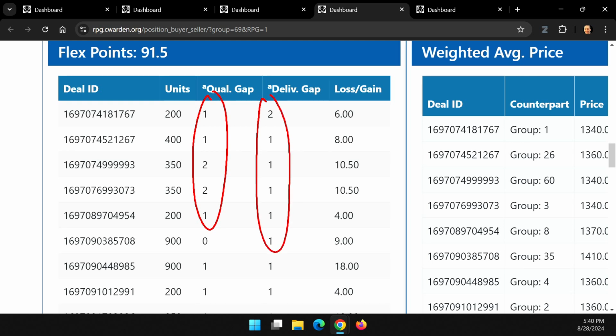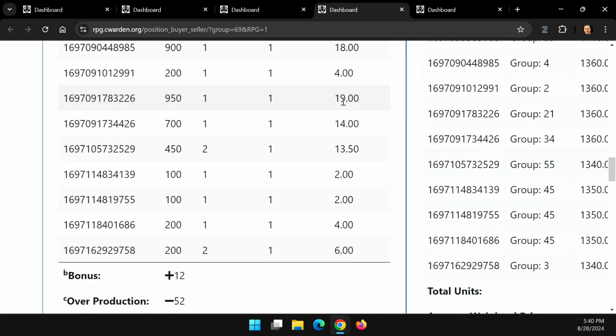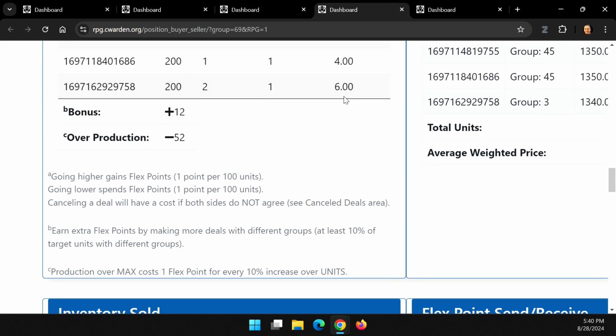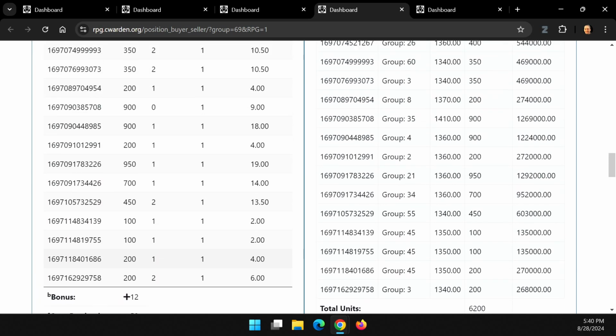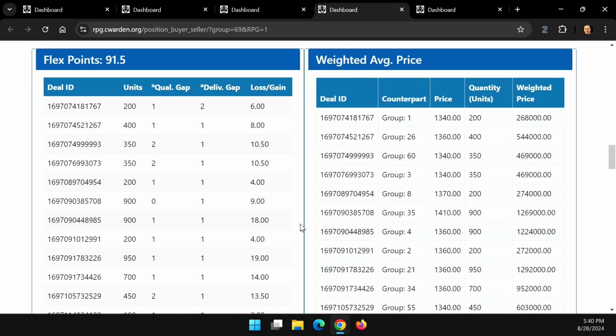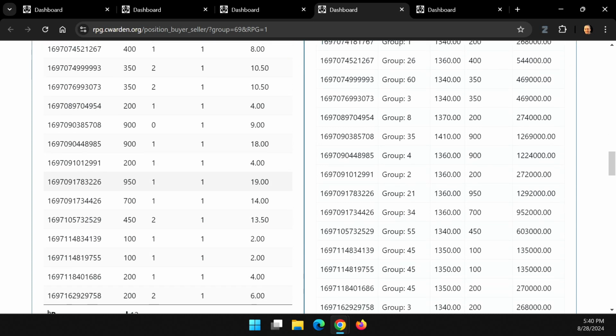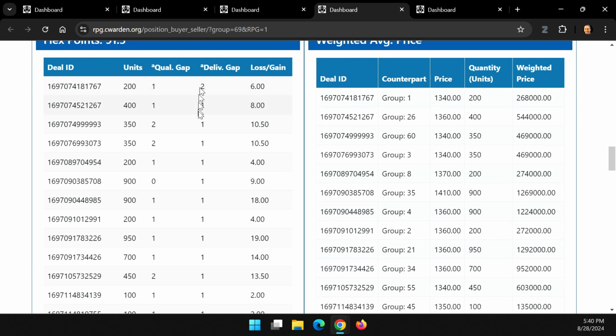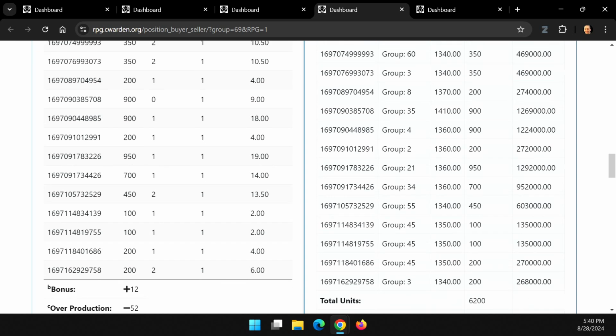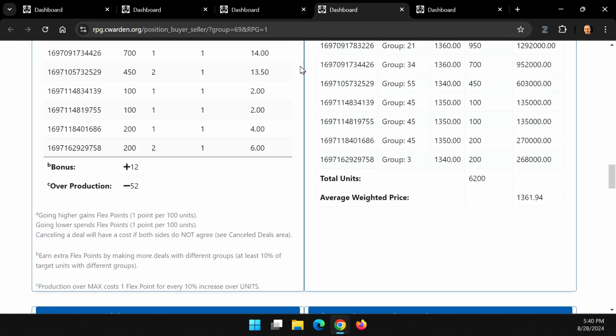So in the role-playing game, in the RPG, you need to consider, you can spend money to produce more, but can you make more money than it costs to produce more? And that's the question here. You need to think about it very carefully. How many groups can you find, and how much of a gap can you make flex points on, and then how much will it cost? Because it's not cheap. 1 flex point for every 10% over.